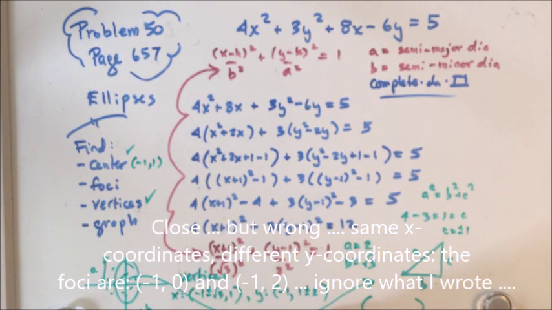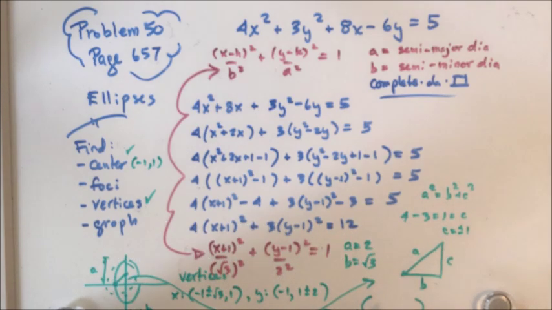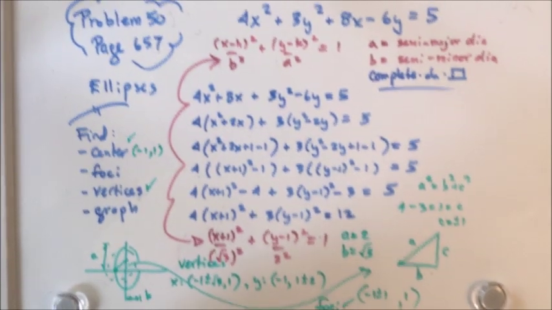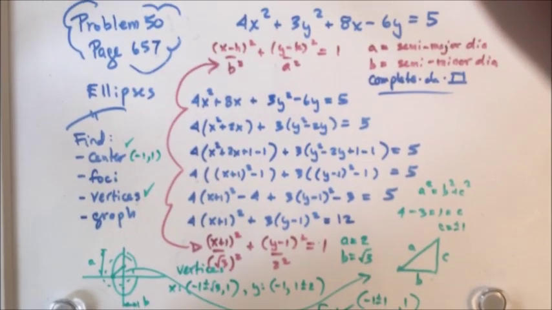Here comes the foci. I bet that's off the page. I'm going to move the page. So it's got the same y coordinate, but it is minus 1 plus or minus 1 right there. So it's minus 2 and it's 0 for the x coordinates. Okay, let me just check something real quick. Yeah, I don't think you can see that, so why don't you look at that.